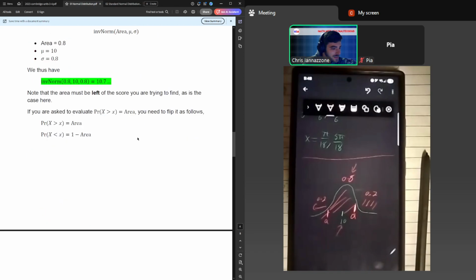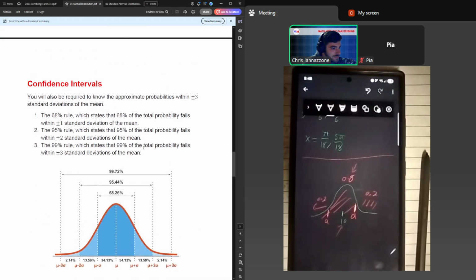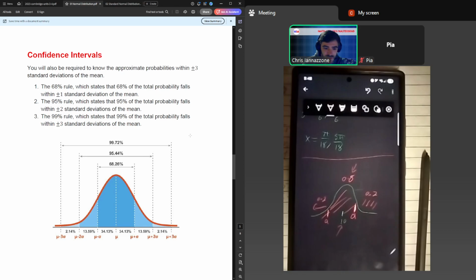Okay. That's about it for those. Any questions on how that worked? Oh, good. Sweet. Okay, next up is confidence intervals.